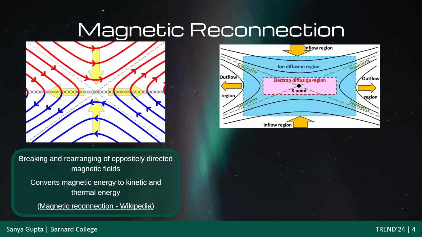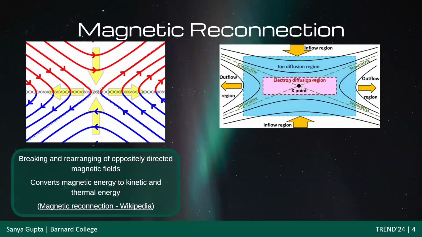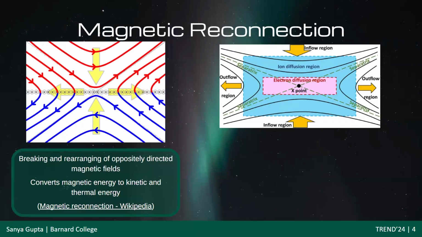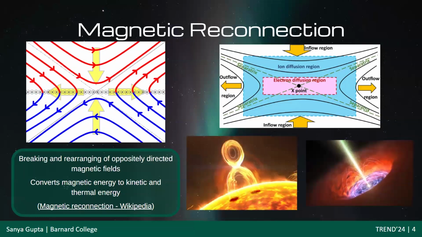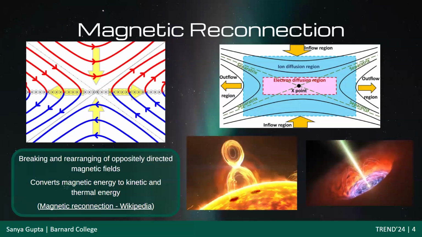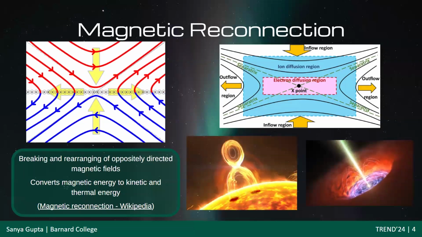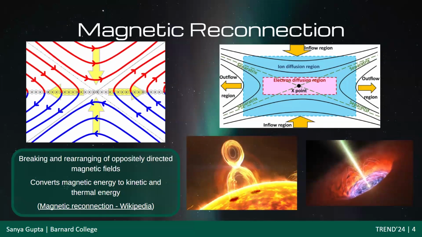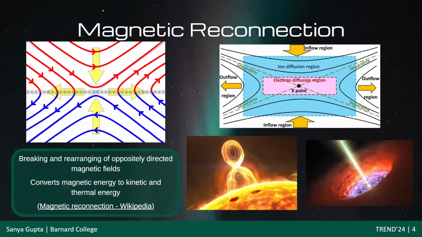So you have a lot of snapping fields that generate a lot of kinetic and thermal energy, and this takes place in various systems beyond just the sun, also in black holes, and also in the aurora borealis, if people remember from a few months ago. So it's a very common process that happens in a lot of different regions.